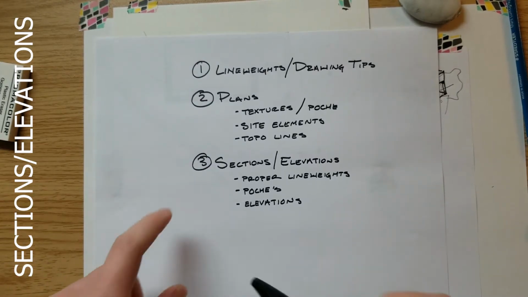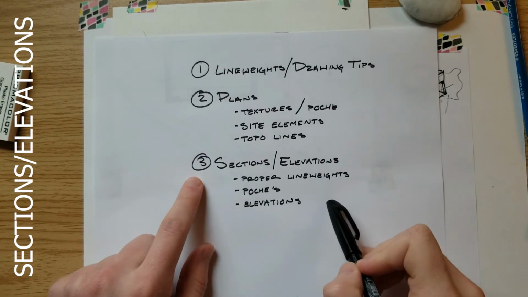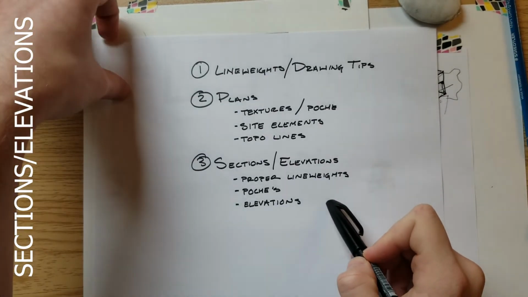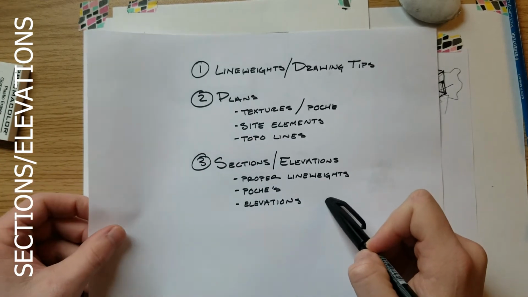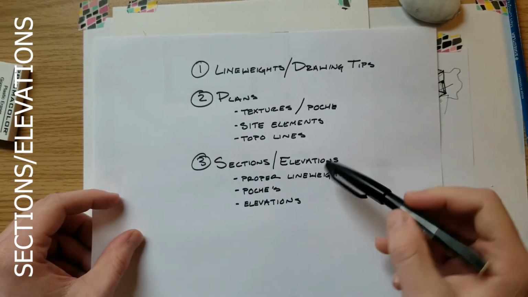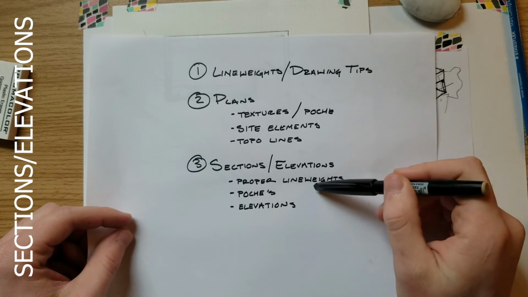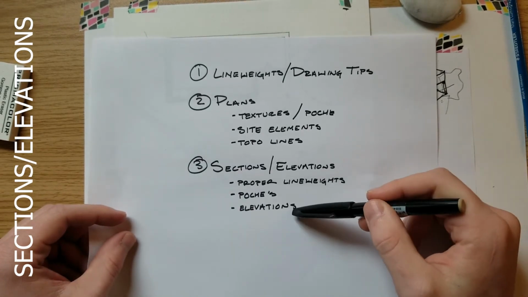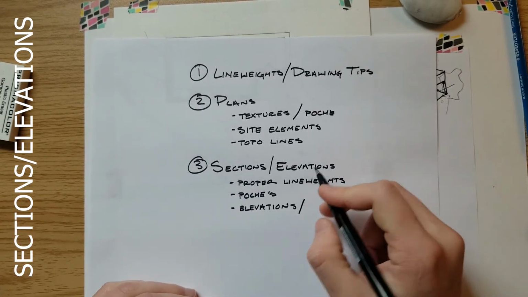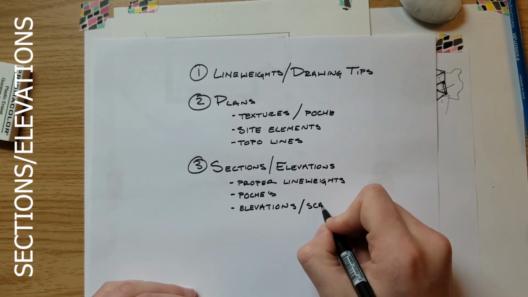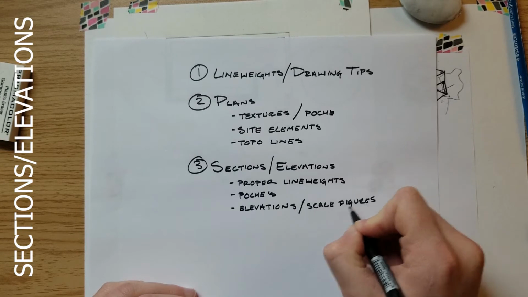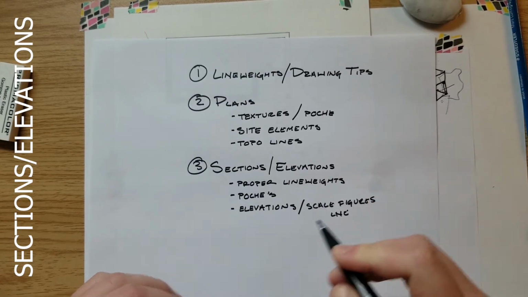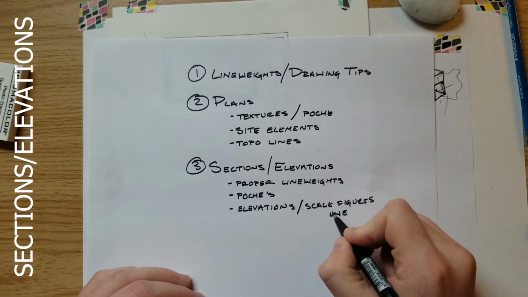Okay, welcome to section 3, which is sections and elevation drawing tips. This video series is a little bit longer than I expected, but I hope you can all get through it. We're going to start off with the proper line weights and the poche discussion that we had before, and we're going to talk about some elevations and probably some scale figures and elements, like trees and things like that. So, line elements.